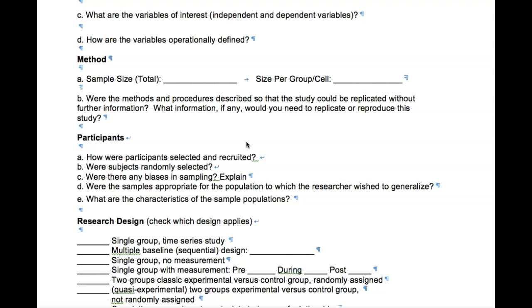Did they describe methods and procedures so that the study could be replicated? Now, the way to think about this, could you conduct this study based on the description they provided? Or is there missing information where you wouldn't know how to go about doing it? That's the way to figure this out. And then if information is missing, what would you need in order to replicate the study?